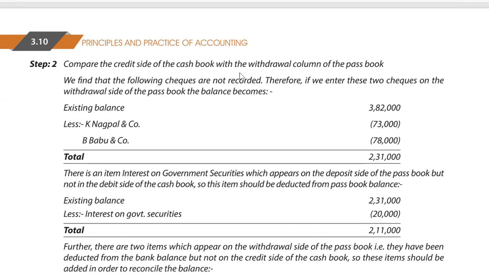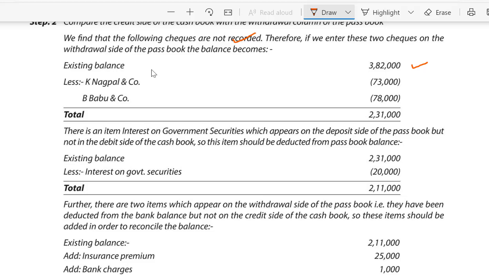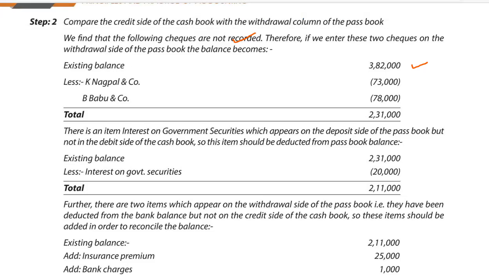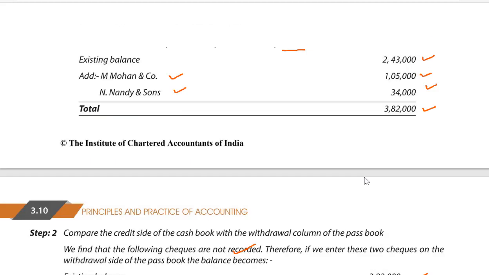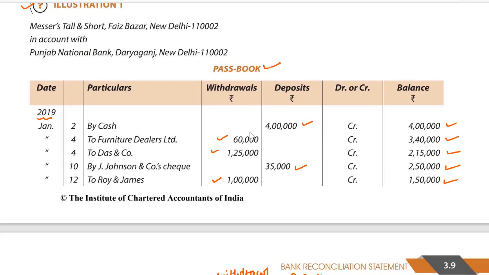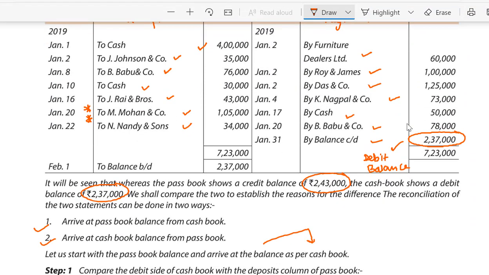Now step 2. Compare the credit side of the cash book with the withdrawal column of the passbook. We find that the following cheques are not recorded at all. Therefore, if we enter these two cheques on the withdrawal side of the passbook, what will the balance become? See, the existing balance is 3,82,000. K. Nagpal and Company 73,000 is not recorded, and B. Babu and Company 78,000 is not recorded over here in the passbook. So we will make these two adjustments as per the cash book.